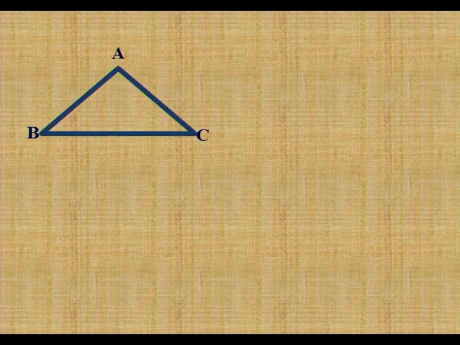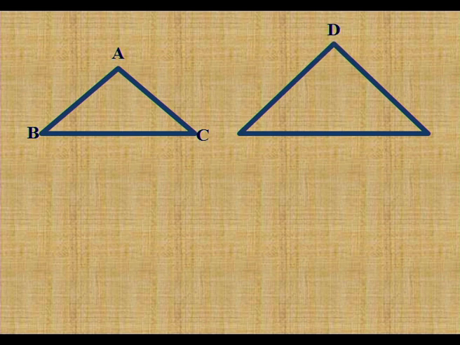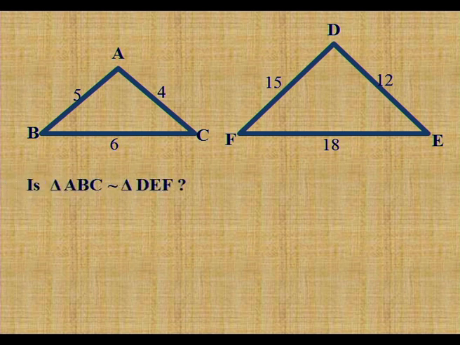A, B, C, D, E, F. It is not D, E, F, it is D, F, E. And then the question: 5, 6, 4. The sides of the first triangle ABC are 5, 6, 4 and the second triangle DFE is 15, 18, 12. I just asked the children whether triangle ABC is similar to DEF. Most of the children answered yes, they are. An illusionary defect will be seen.